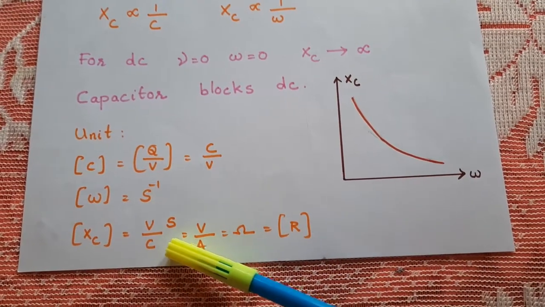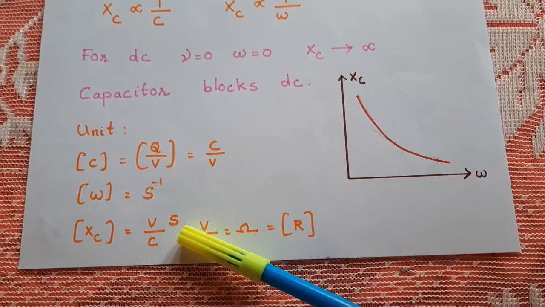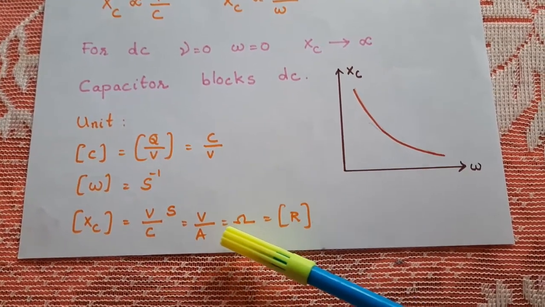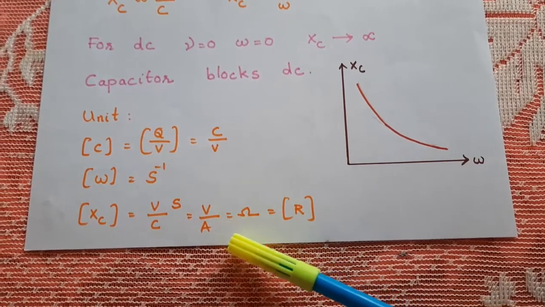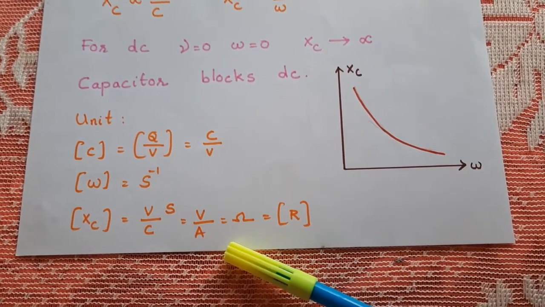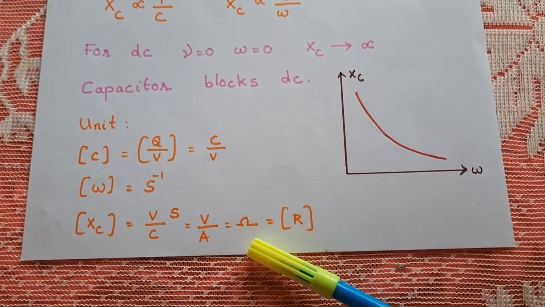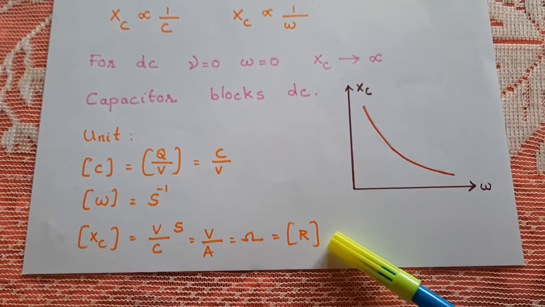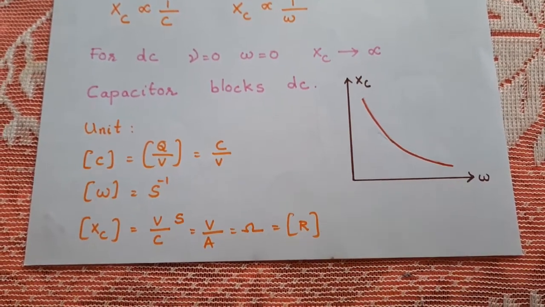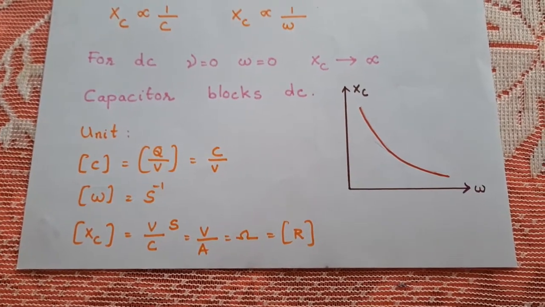is given by volt per coulomb into second. Coulomb per second is ampere, so it is equal to volt per ampere. Volt per ampere is ohm. So Xc has the same unit as that of resistance. So it is analogous to resistance.